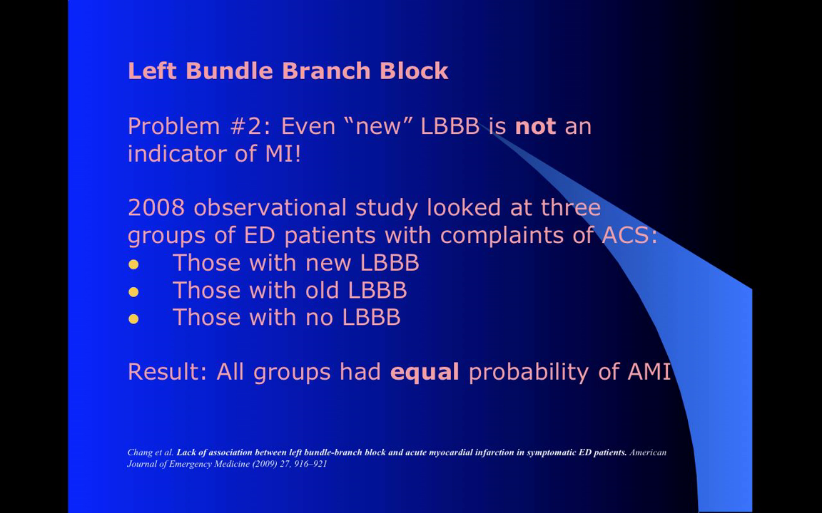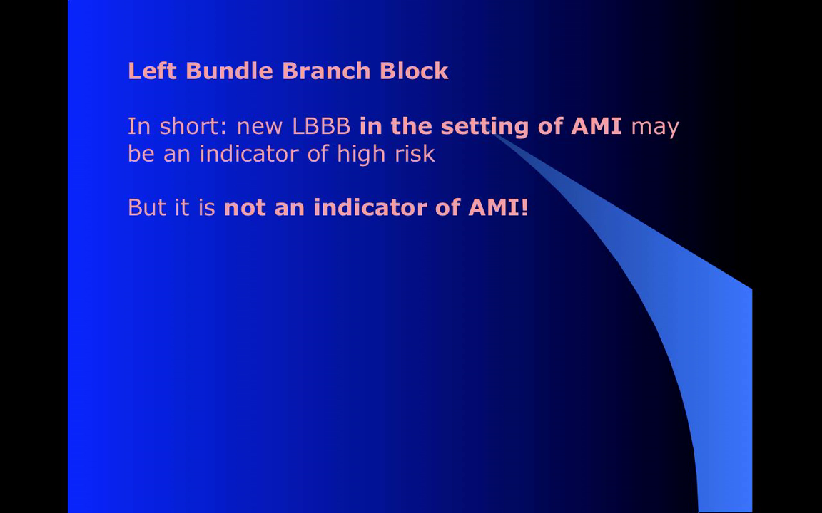Meaning, whether or not they had a bundle branch block, whether it was new or not new or otherwise, had nothing to do with whether they ended up having an MI or not. So, if you have a left bundle which is new, and you're having an MI, presumably the MI is causing the left bundle, and that means that it's very bad, and that means that's a high-risk patient. But the presence of a left bundle is not itself an indicator that there is an acute MI. So you still need to make that diagnosis. If all you know is there's a left bundle, that doesn't say anything.